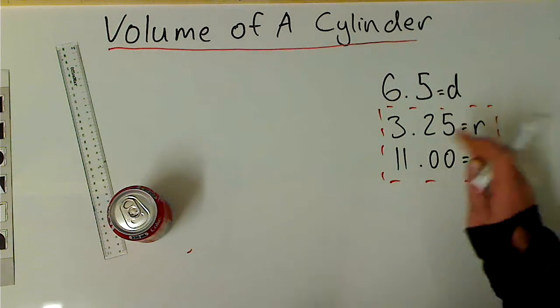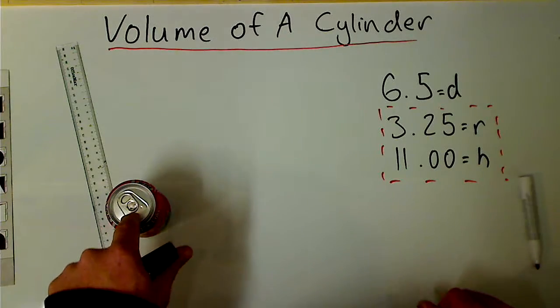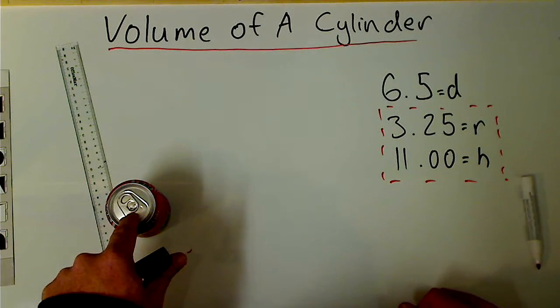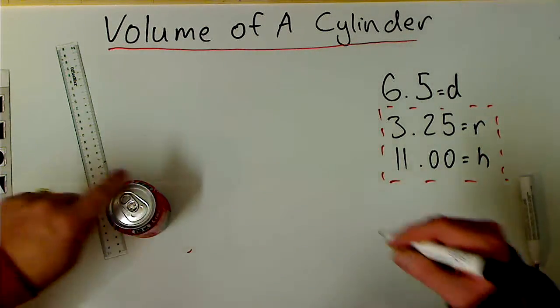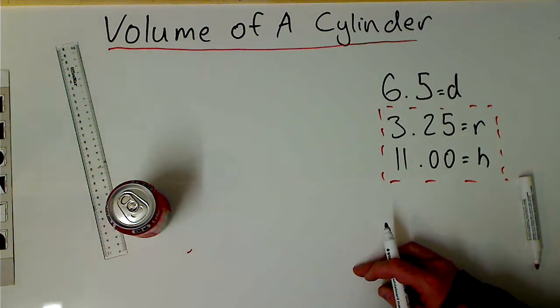So what we need to do is work out the area of the top and then times it by the height. The area of the top is like saying the area of the circle, times by the height of the can, which gives us the volume of the cylinder.